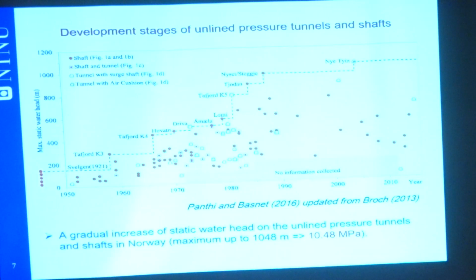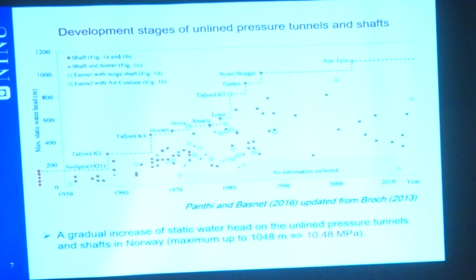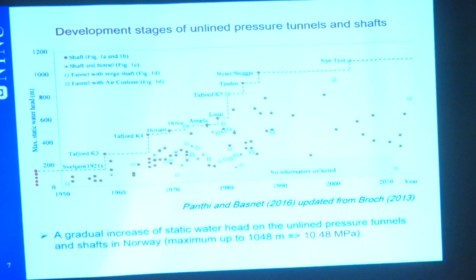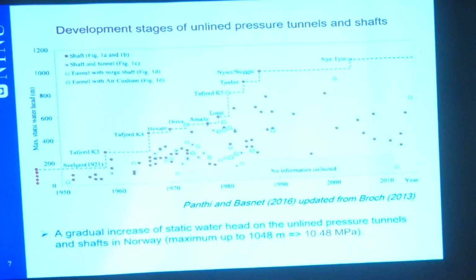And if we look at the development stages, you see here since 1950, during the First World War, there was a huge scarcity of steel, and Norway did not have any mines for the production of steel, so then they needed this energy. So they built 5 such plants, and 2 of them partially failed, but the other 3 are still working very well. So from there they learned how to do the unlined system of the tunnels.